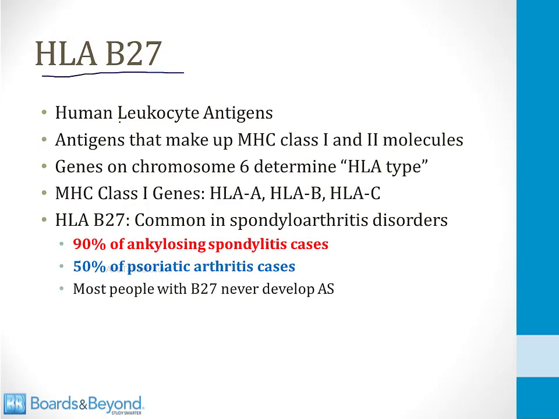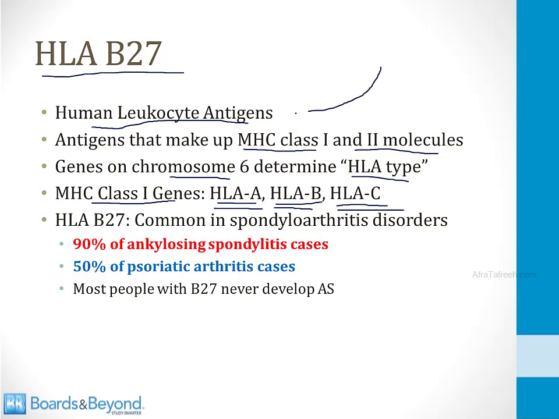HLA-B27 is a human leukocyte antigen. In the immunology section in the video on transplants, I talk about the human leukocyte antigens. These are antigens that make up the MHC class 1 and class 2 molecules found on the surface of our cells. And there are genes found on chromosome 6 that determine each person's HLA type. For example, the MHC class 1 genes are HLA-A, HLA-B, and HLA-C. And each of us is born with a certain type of HLA-A gene, a certain type of HLA-B gene, and a certain type of HLA-C gene, and this determines which human leukocyte antigens will be on the surface of our cells.